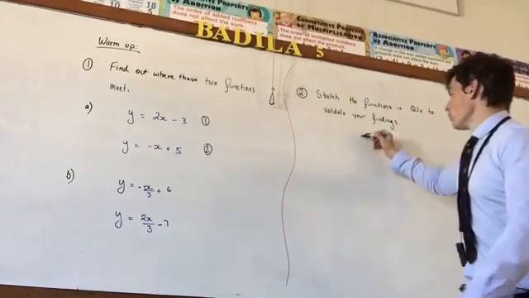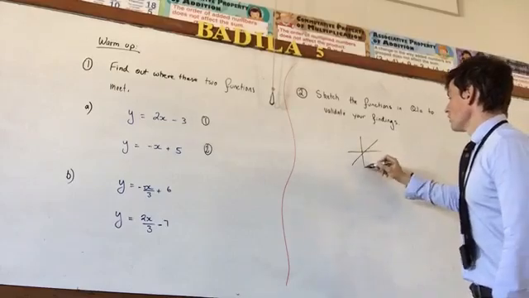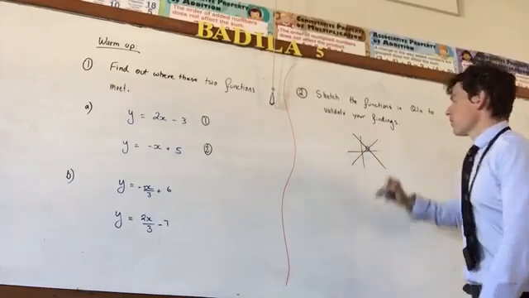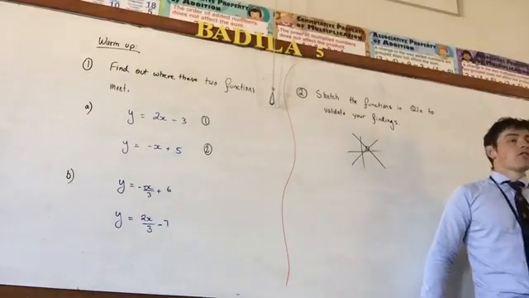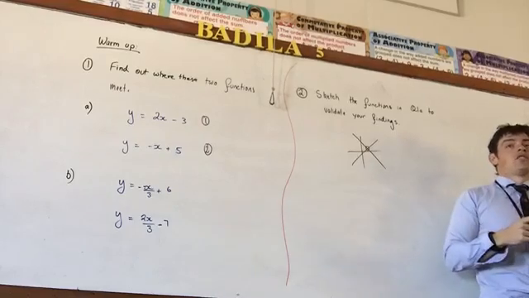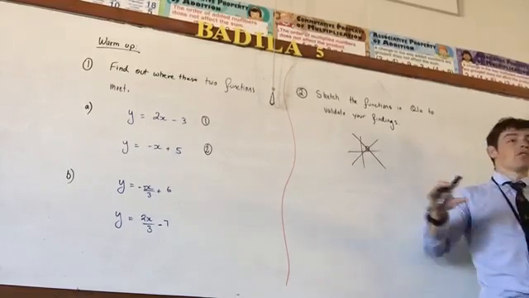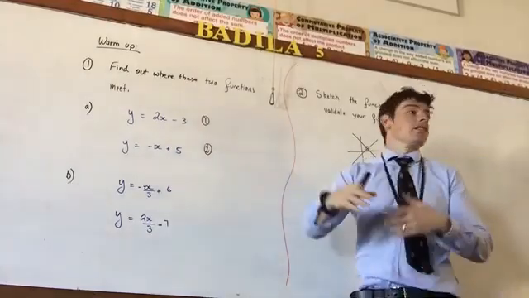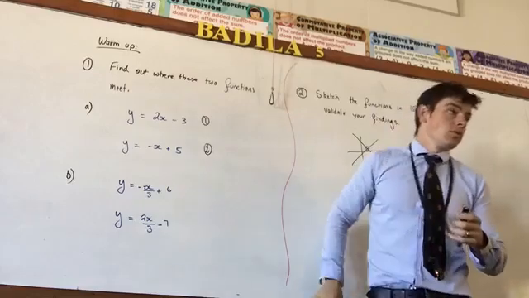If I draw a little graph here, and I've got two lines that intersect like so, at that point there, they've got the same y coordinate and the same x coordinate, correct? So realistically, y and x in both of those equations are interchangeable. Happy with that?